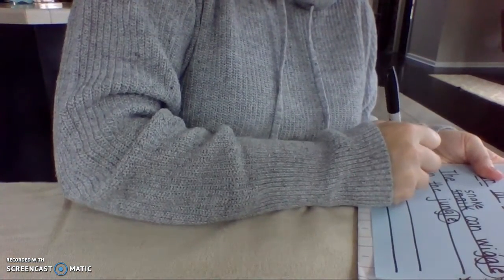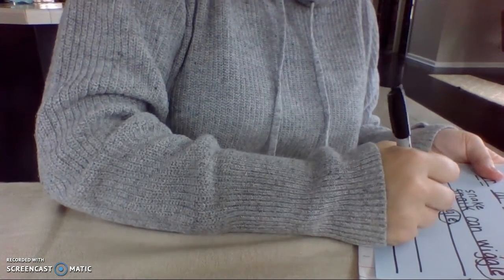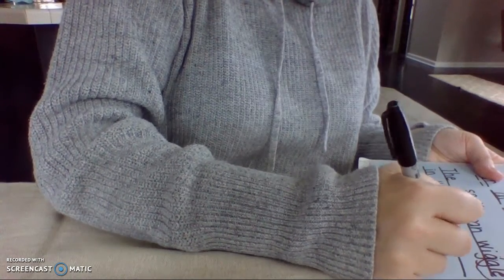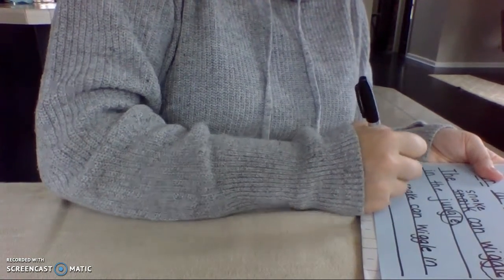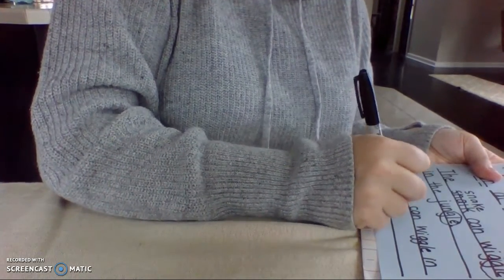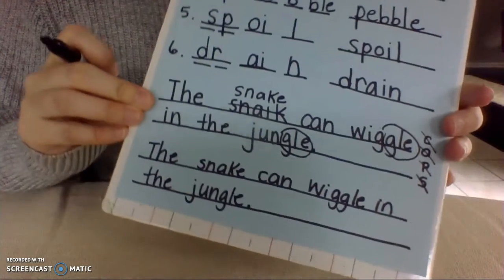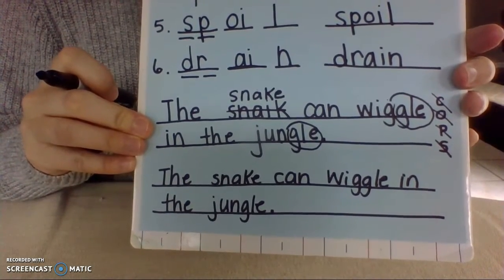The snake can wiggle in the jungle. There we go. The snake can wiggle in the jungle.